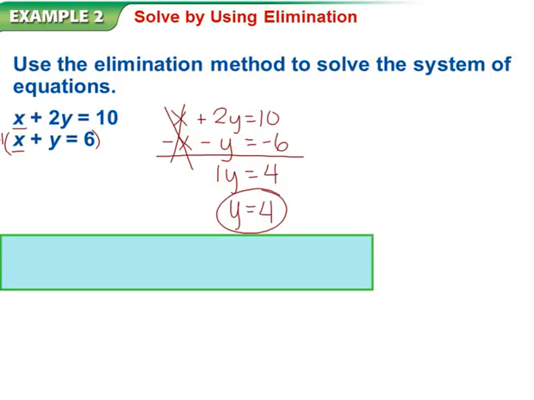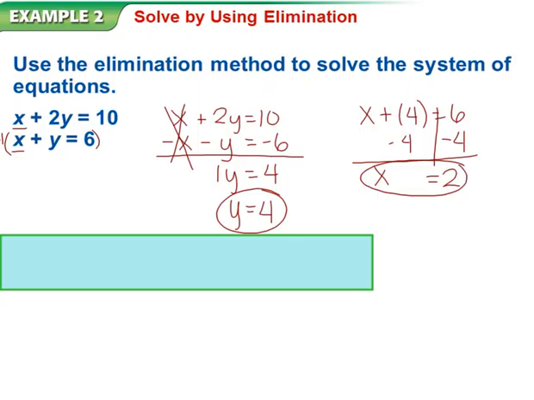And then we can solve for x by just substituting 4 into either of the equations for y. Looks like the bottom equation is a little bit more simplified. So let's go x plus 4 equals 6. Okay, then just solve for x by minusing 4 off of both sides, and x equals 2. So to write this answer as a coordinate point, we would say 2, 4.